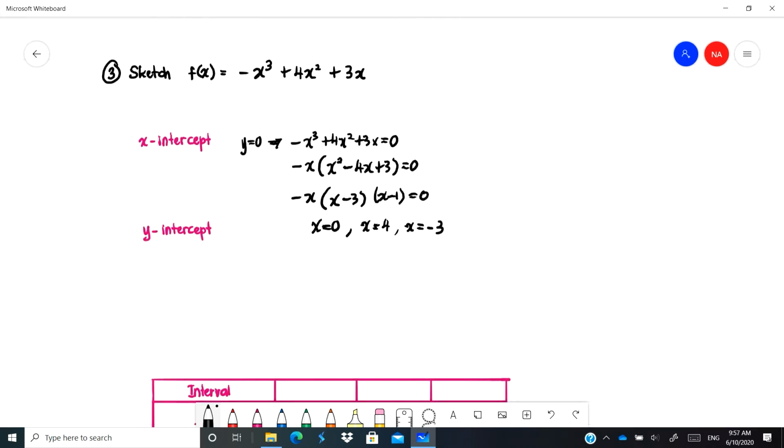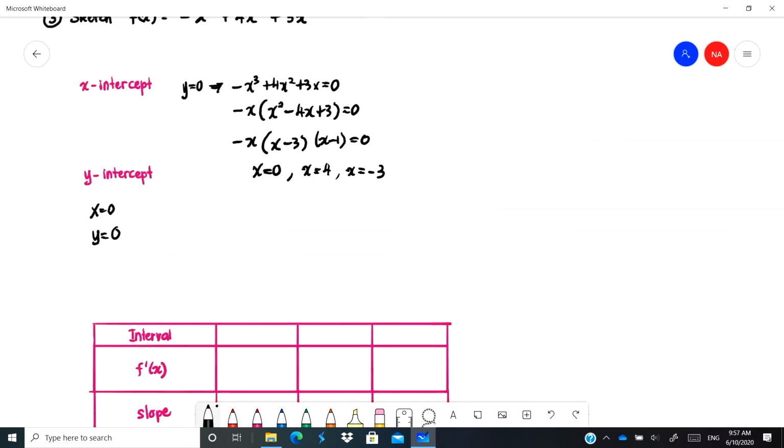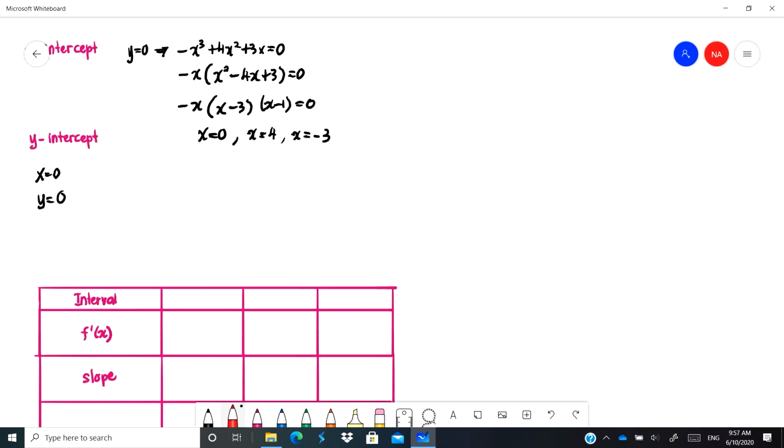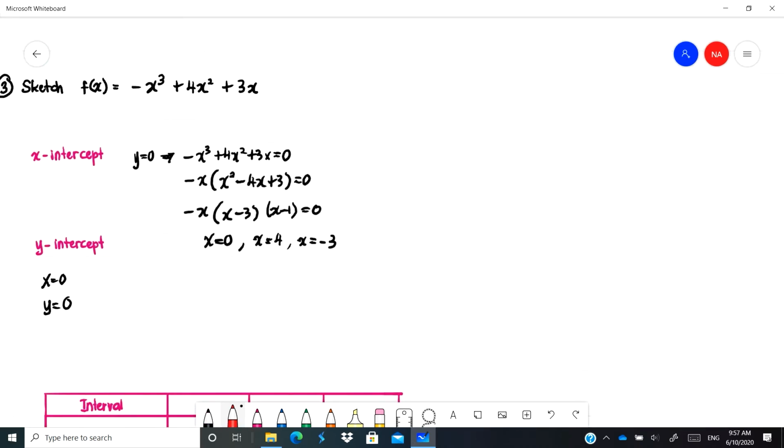Now we're going to find the y-intercept. So the y-intercept, when x is equal to 0, of course, will be 0 when substituting into the function. Next, we have to find the interval where the function is increasing or decreasing. To do that, we'll have to differentiate the function. So f prime of x will be negative 3x squared plus 8x plus 3. Okay, we have something like this.